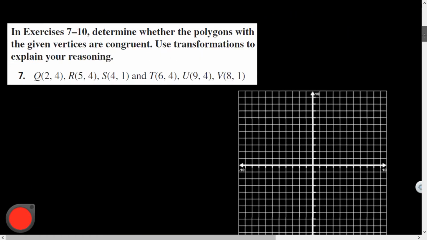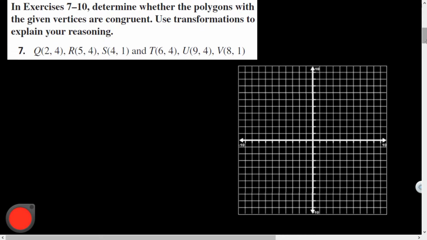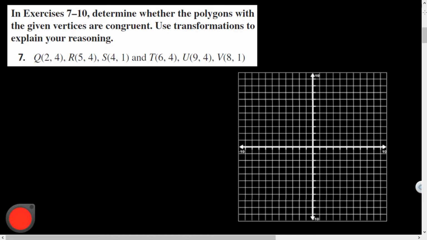All right, here we go. Question 7 I selected. It says, determine whether the polygons with the given vertices are congruent. Use transformations to explain your reasoning.